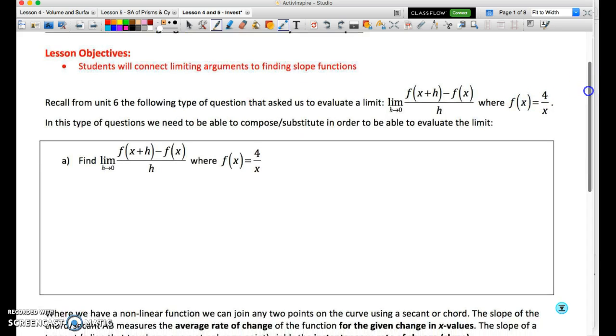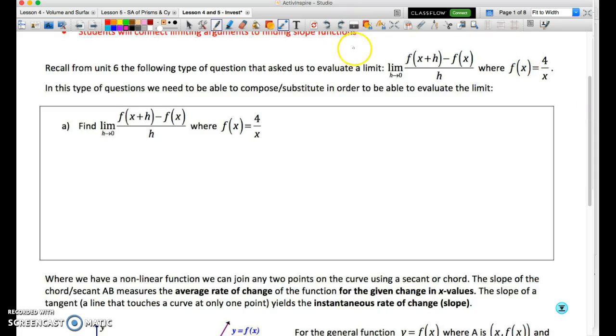So first I'm going to take you back to last unit. You may specifically remember this example. We did it in unit 6, where we were asked to evaluate the limit as h approaches 0 of f of x plus h minus f of x over h, where we were given the function f of x as 4 over x. First I'm going to take you through this specific example just to remind you of how we do it and a couple of other important skills when we evaluate limits, and then I'm going to connect it to your investigation.